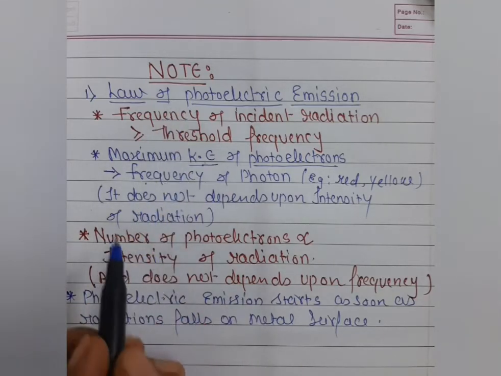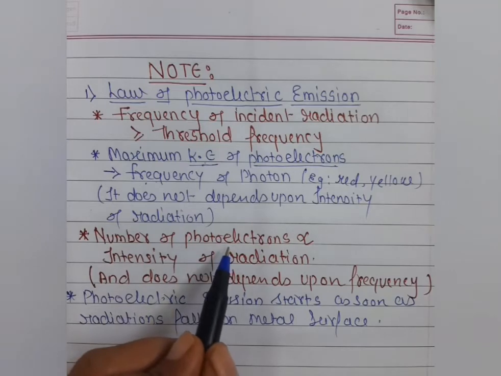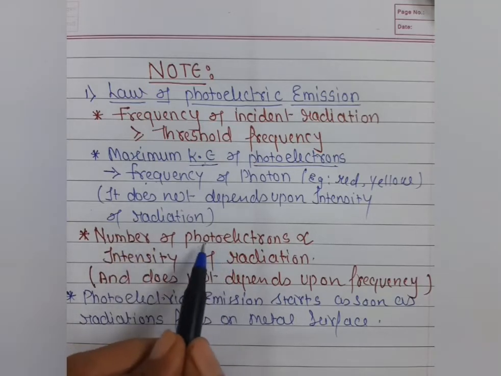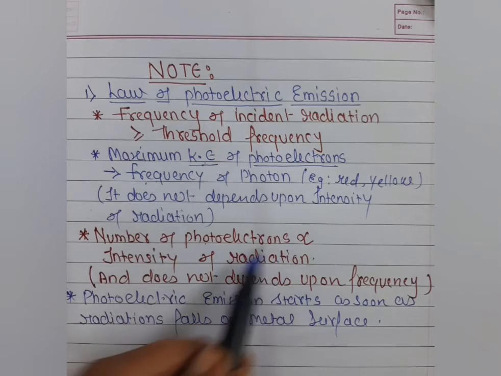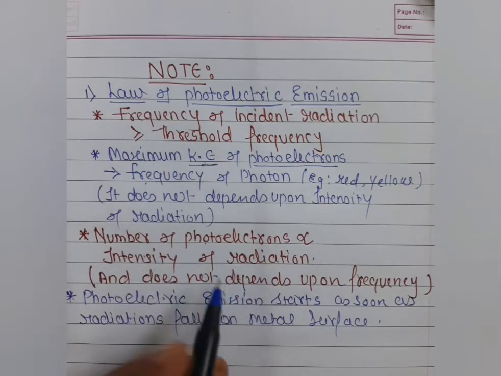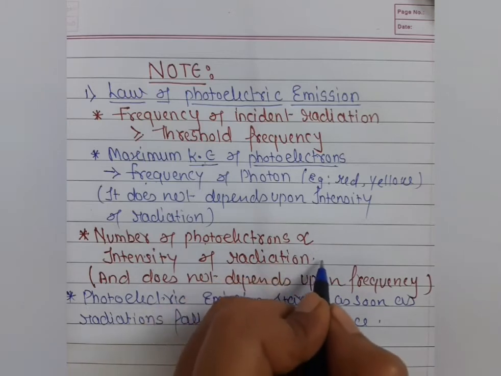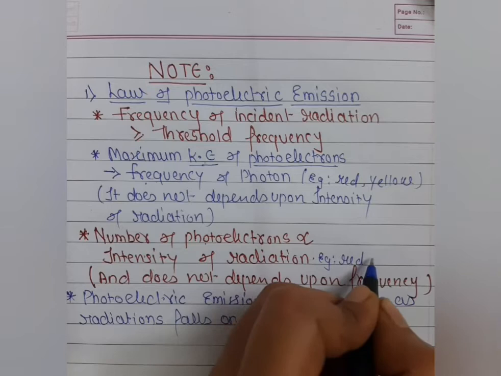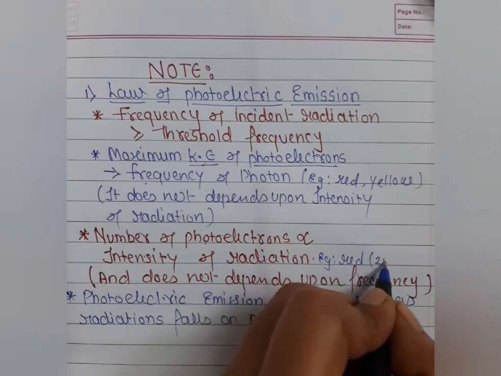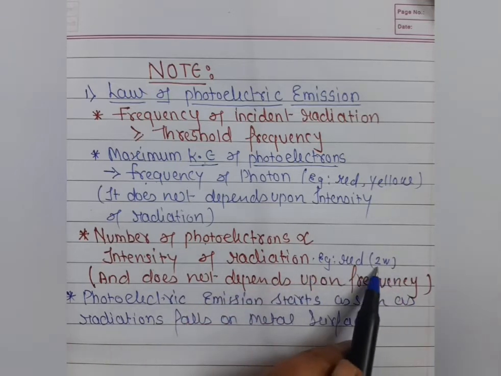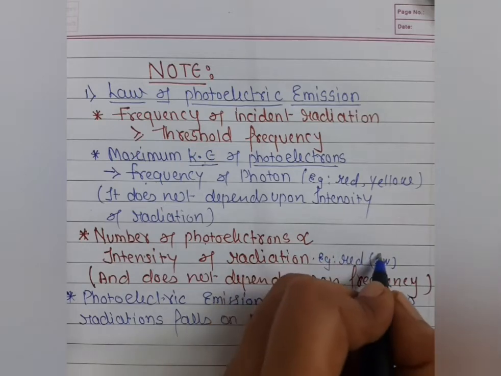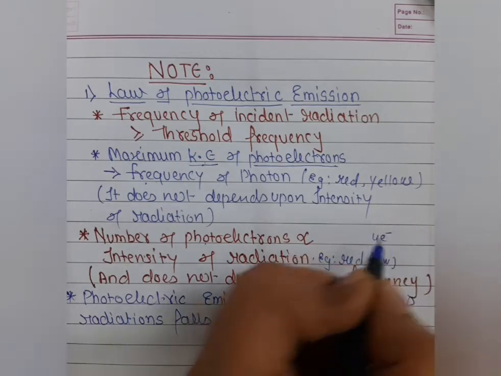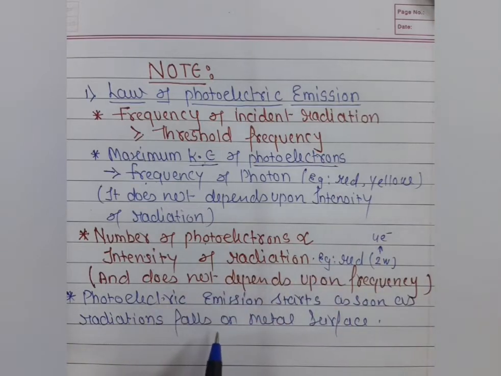The next is the number of photoelectrons. The number of photoelectrons, it means the number of electrons is directly proportional to the intensity of radiation. As I explained, students, if I am taking red light and the red light power is 2 watt, suppose the 2 watt power removes 4 electrons from the metal surface.